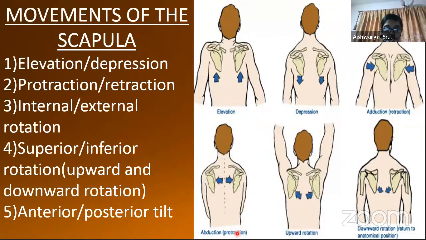Abduction, also known as protraction, is where both the scapulae are moving away from each other and forward. So that is the protraction. It's when you're trying to push a wall or push any object. That's when you do a protractive movement.